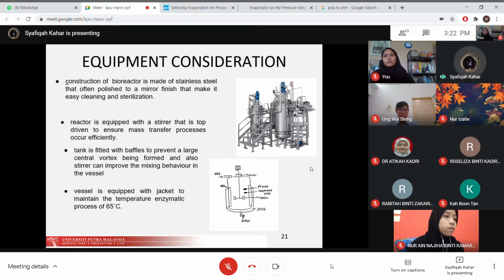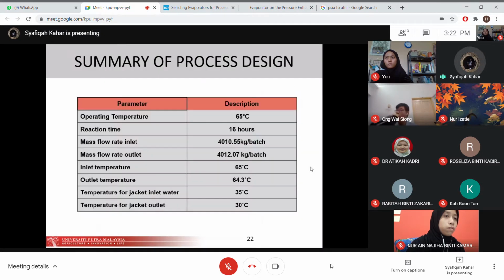Second, the reactor will be equipped with a stirrer to ensure that the mass transfer process can occur efficiently. And then the tank will be fitted with baffles to prevent a large central vortex from forming, and also to improve the mixing behavior in the vessel. And then the vessel will be equipped with a jacket to maintain the temperature for the enzymatic process, which is 65 degrees Celsius. Okay, this one is the summary of the process design.